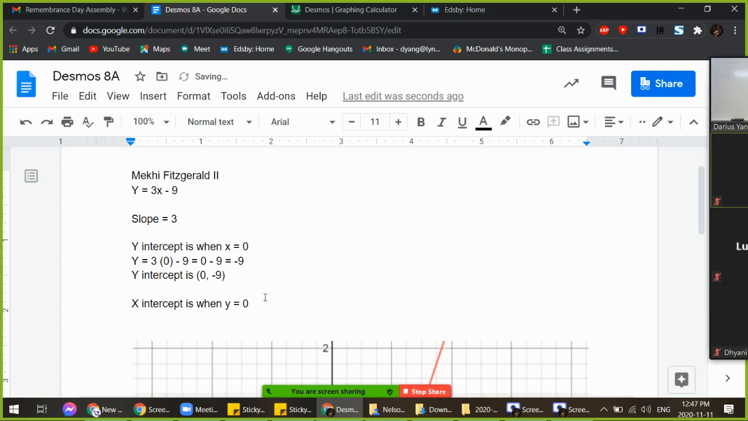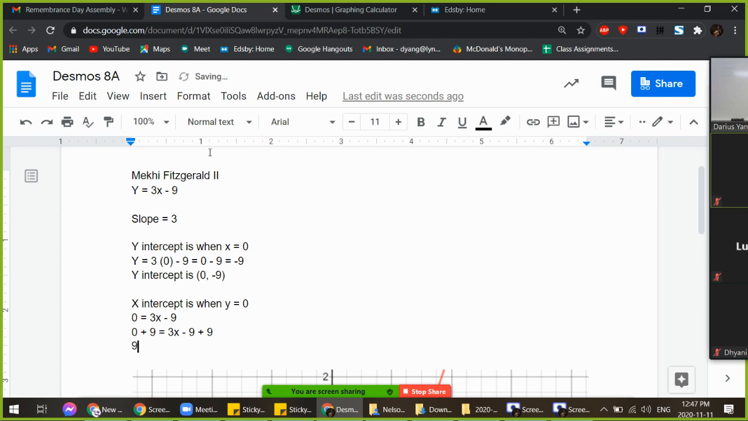The x-intercept is when y is 0. This is a little bit trickier, but not too tricky. Plug the value into the equation: 0 equals 3x minus 9. Solve for x. What's the first step to isolate x? Add 9 on both sides, right? Then 9 equals 3x, and both sides need to divide by 3, which is the coefficient of x. Whatever the coefficient is, negative or positive.